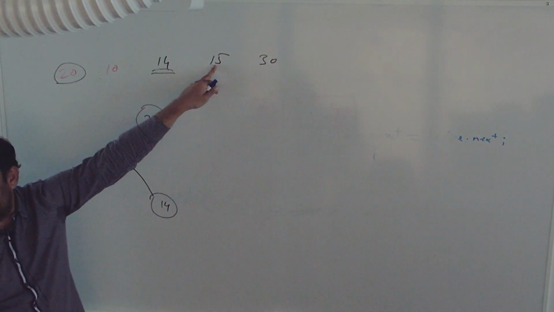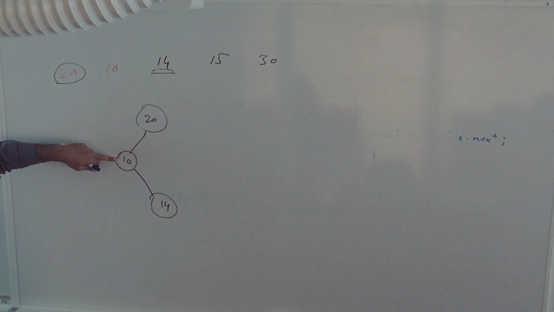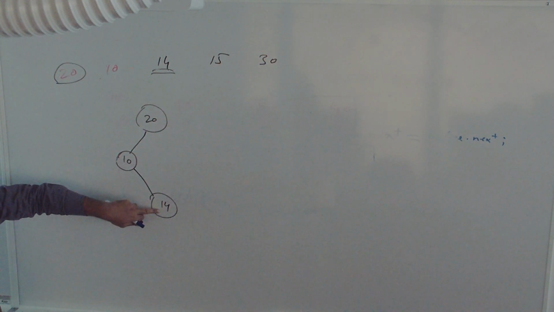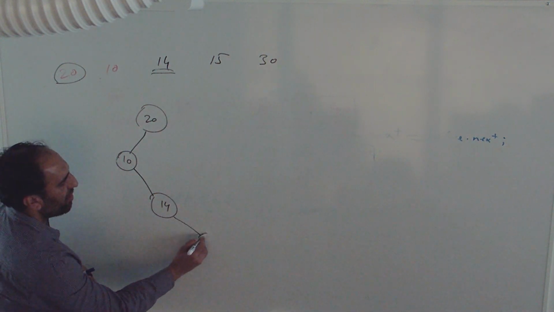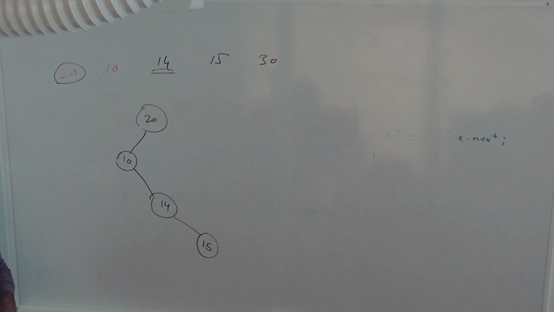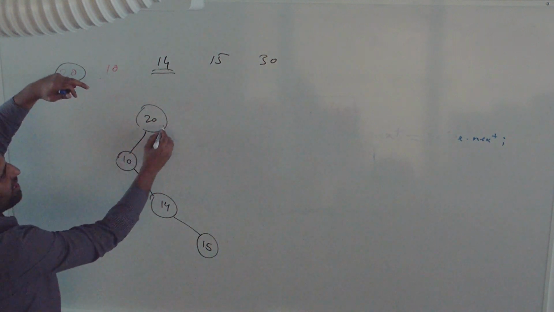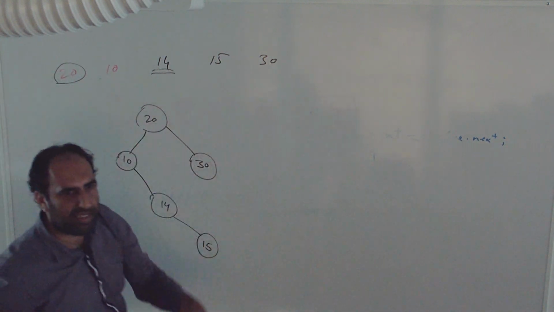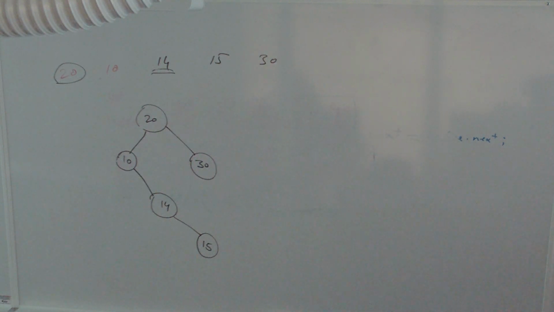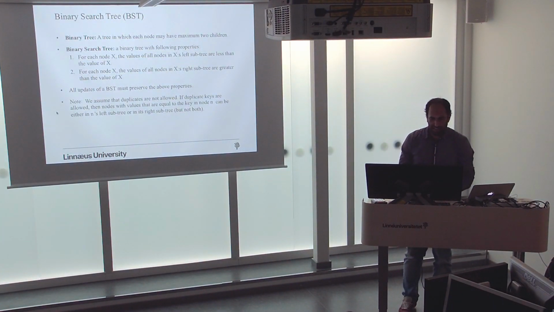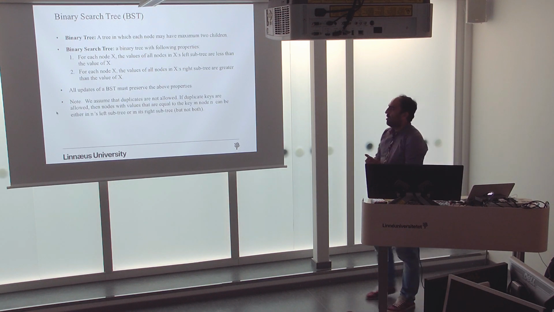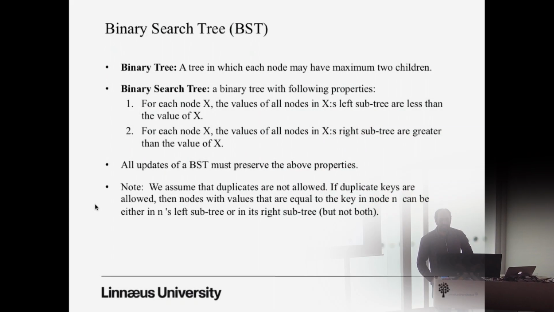Then we go again with 15. Start here, less, go left, compare with 10, come to 14, and 15 is again greater, so we add it to the right side. We take 30, compare at the root, it's greater, so we add it on the right. Okay, so that's the simple philosophy of the binary search tree.